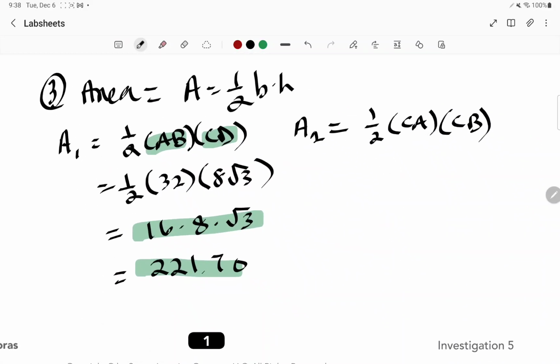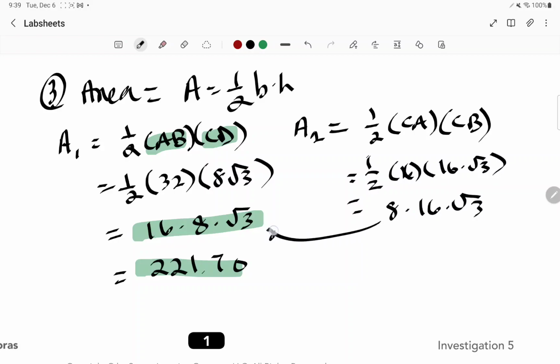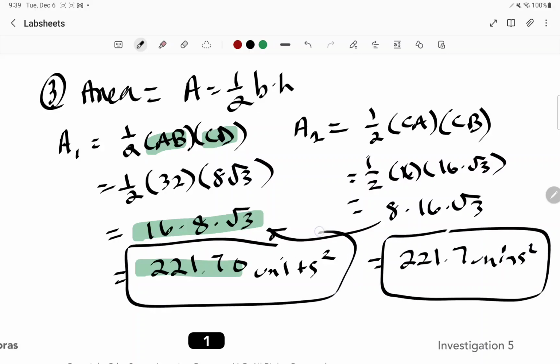And then CA, that is 16. So this is going to be 1/2 16 times 16 times CB, which is 16 square root of 3. And so the area is going to be 1/2 of 16. So that's 8 times 16 times the square root of 3. And already you can see we're going to get the same thing, 221.7. So that's units squared. So these would be our final answer, regardless of which way you did that one.